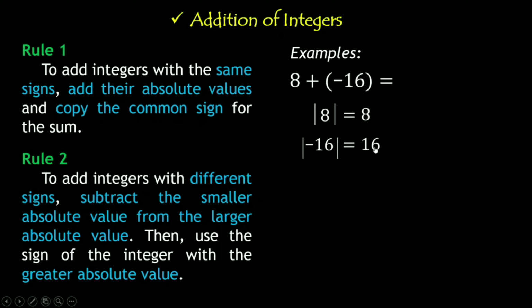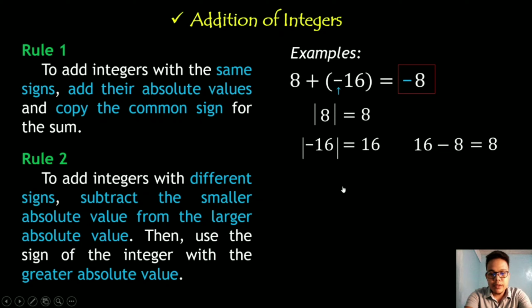Then we subtract 16 and 8, so we write 16 minus 8. That's subtracting the smaller absolute value from the larger absolute value. So we write 16 first, then minus 8, and we obtain 8. We write 8, and then we use the sign of the integer with the greater absolute value. Since mas malaki yung absolute value ng negative 16, we use the negative sign, kaya yung final answer natin dito is negative 8. So 8 plus negative 16 equals negative 8.